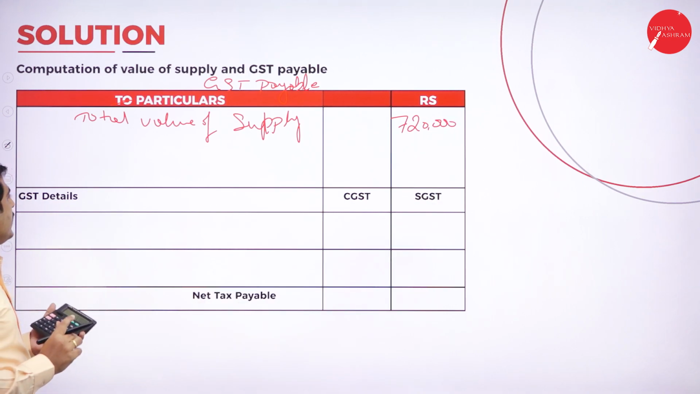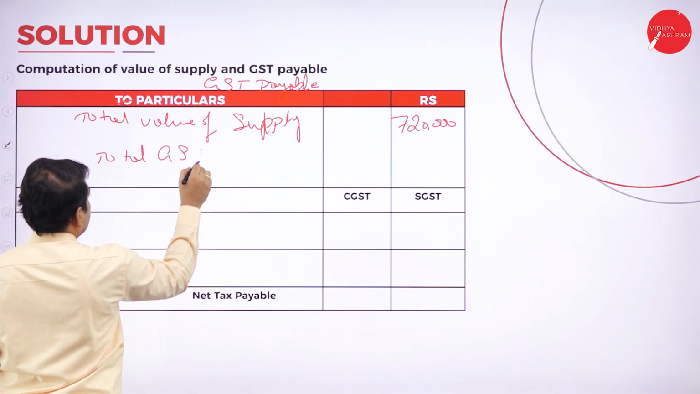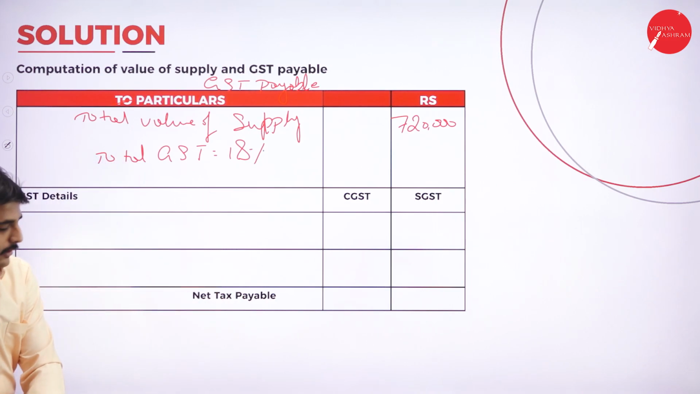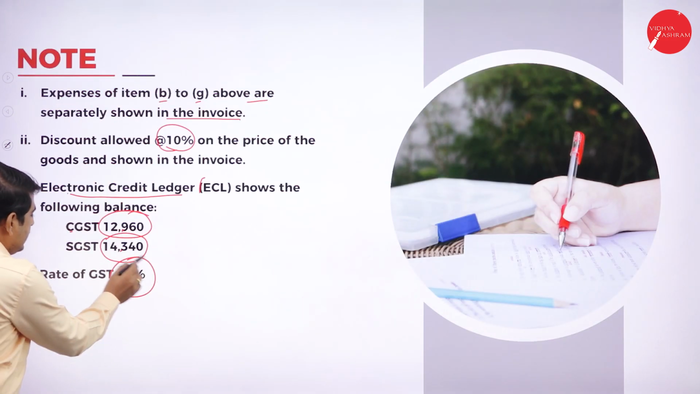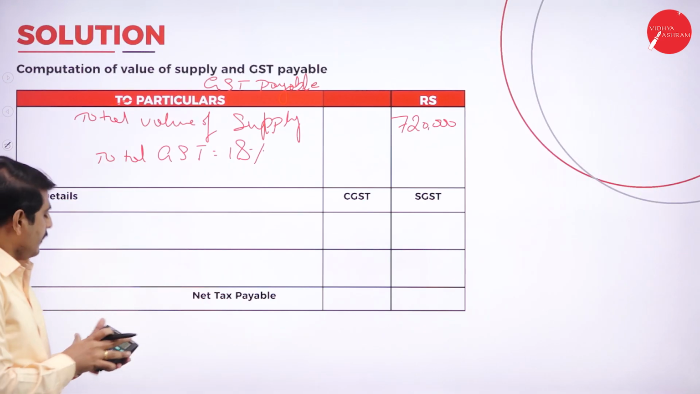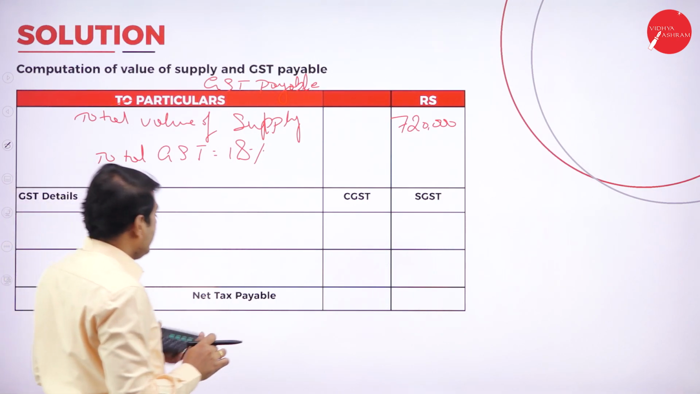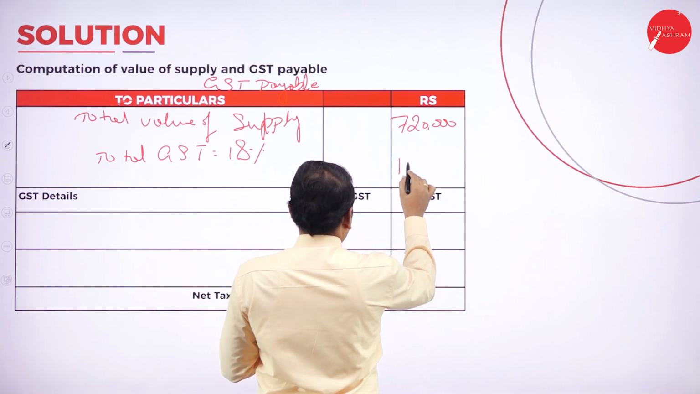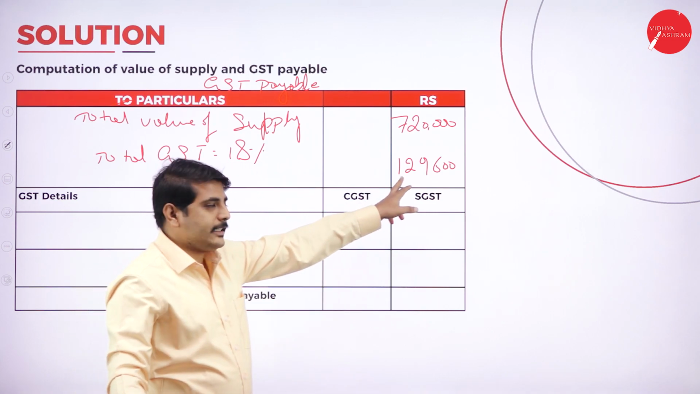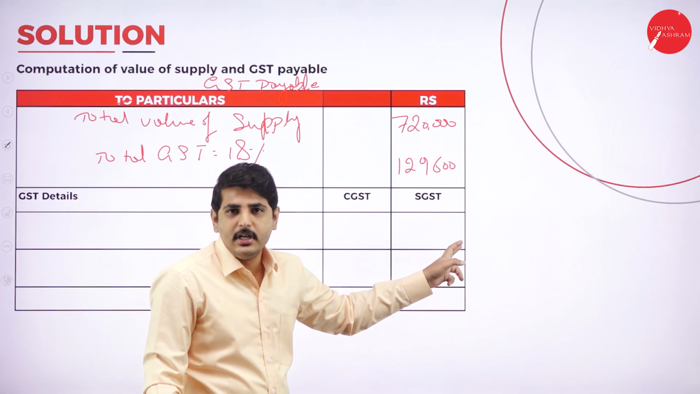Now what is the total GST? 18% is the GST, right? Let's check. So 18% is the GST. So it is 7,20,000 into 18%. So you'll get total GST as 1,29,600. Out of 1,29,600, 50% is the CGST, and the remaining 50% goes to SGST.